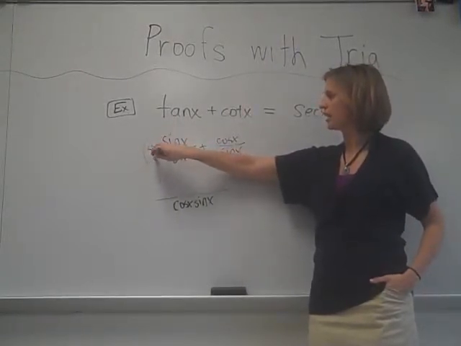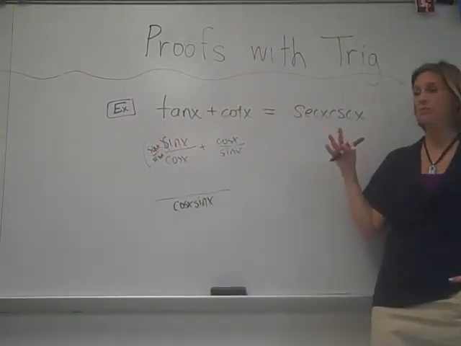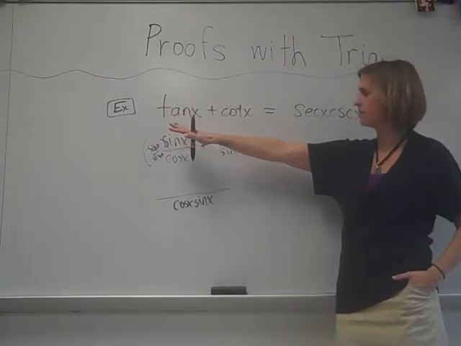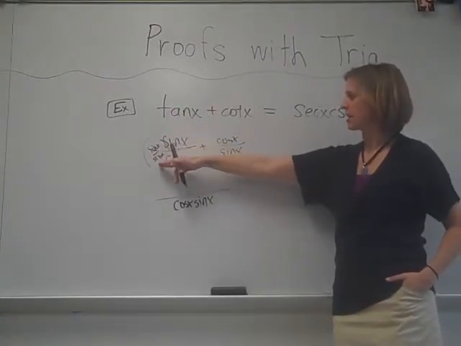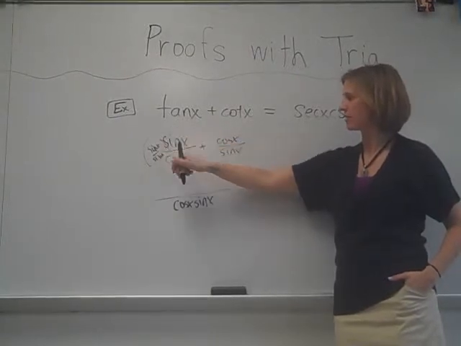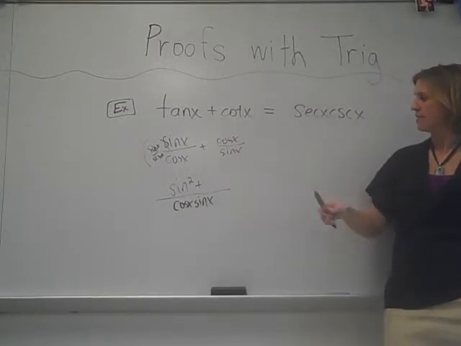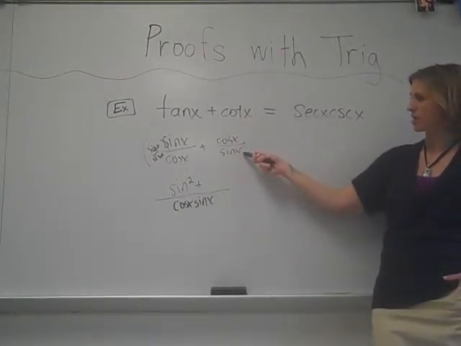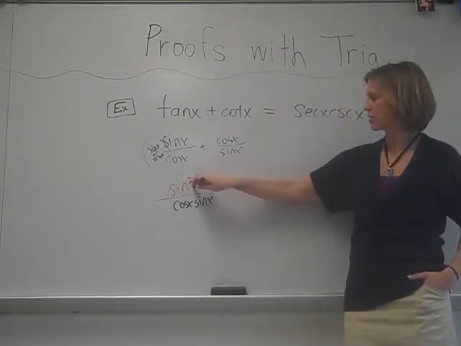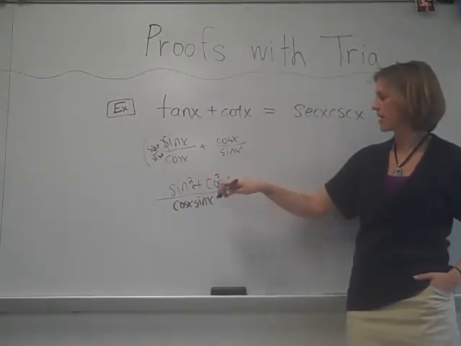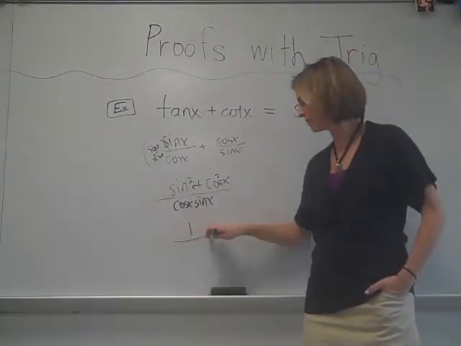Okay, so again, even though this is an equation, I'm not working with both sides of it at once. I'm only working with one side at a time. So if I want this fraction to have sine cosine on the bottom, I multiply by sine over sine, so I get sine squared. And then this, if I want it to have sine cosine on the bottom, what do I multiply by? Cosine. So I get cosine squared x, and then what is the top of that? 1.